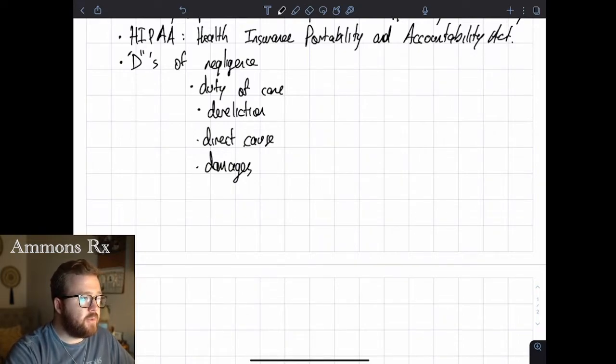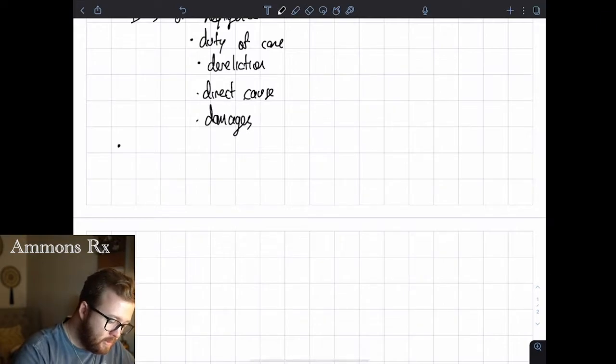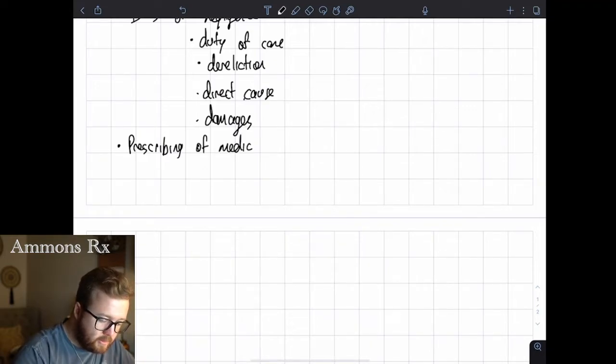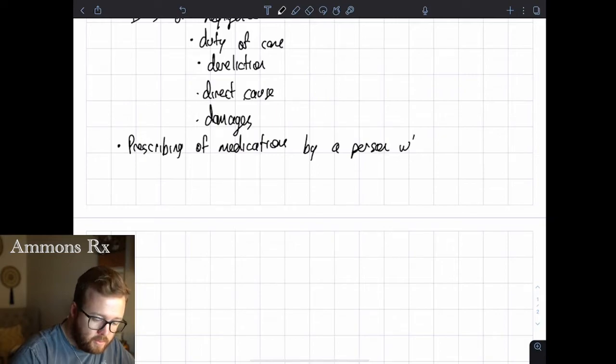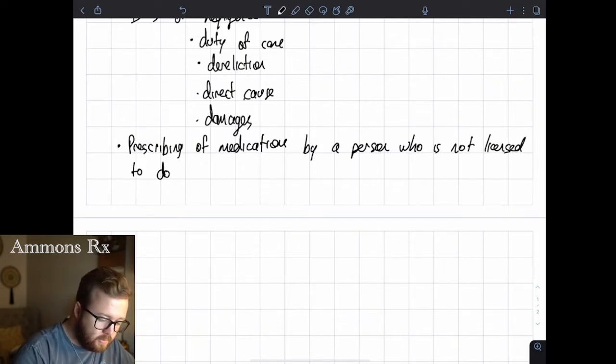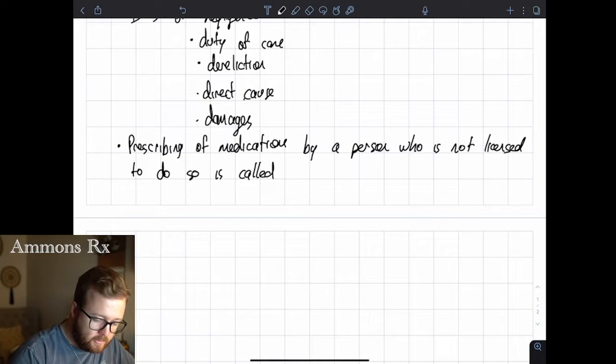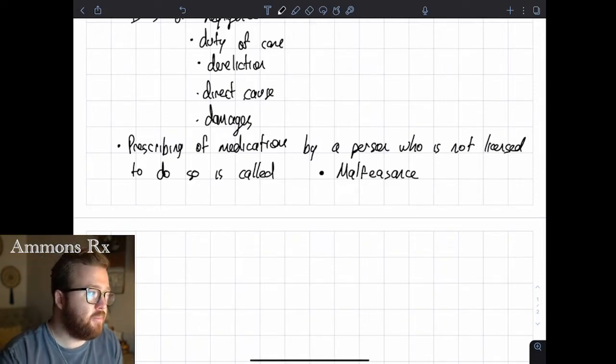Prescribing of medications by a person who is not licensed to do so is described by which of the following terms? This is one I'm going to write. Prescribing of medications by a person who is not licensed to do so is called, and it's not the Disney movie, malfeasance. For some reason, when I look at that word, I want to say maleficent, but it's malfeasance.